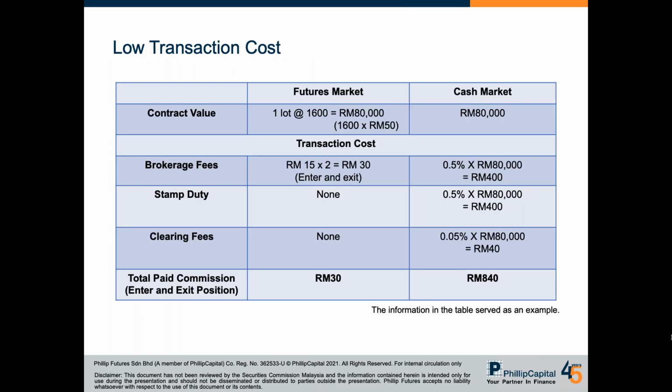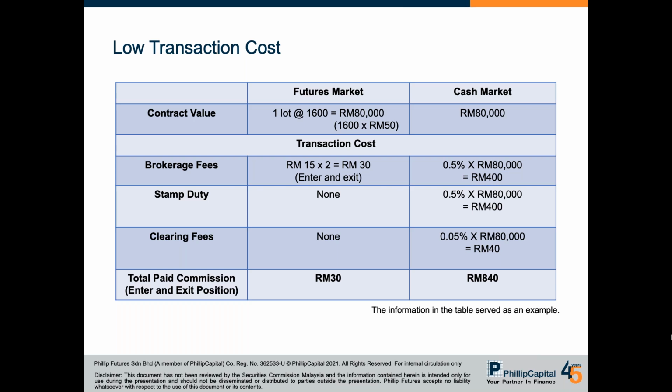Okay, you can see from here, low transaction costs. This futures market contract value is just an example of the contract value. From the first column, the middle column, the futures market column, you can see that the contract value for one lot of FKLI, one lot is at 1,006, will be about 80,000.